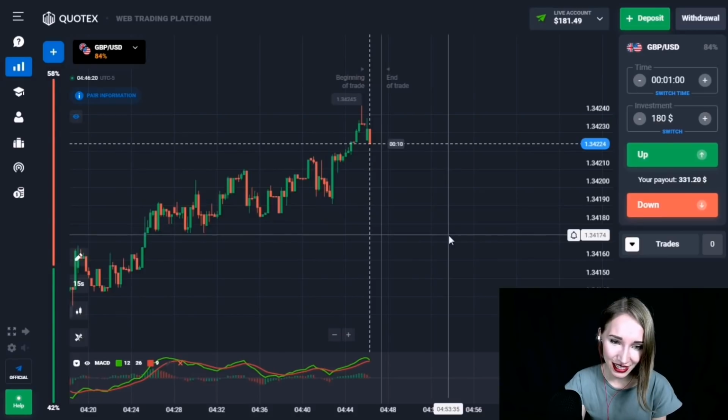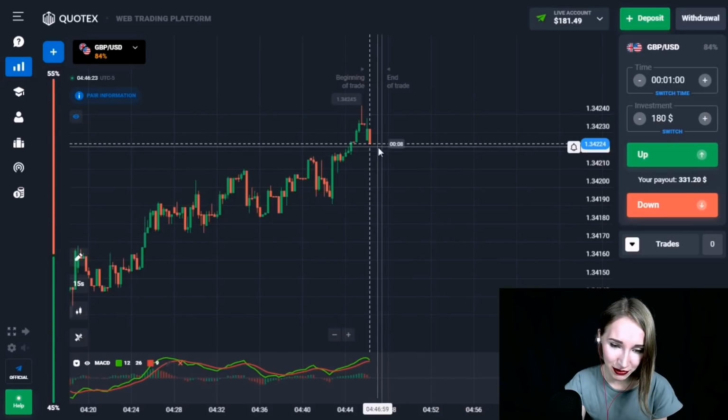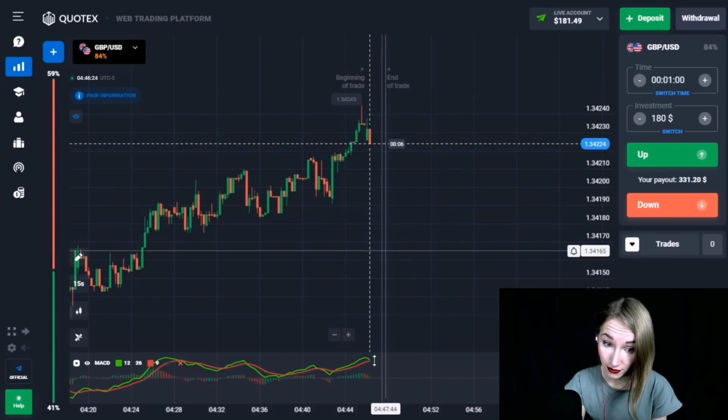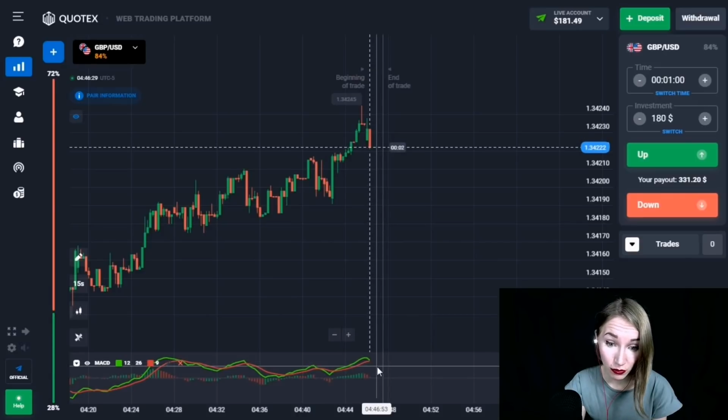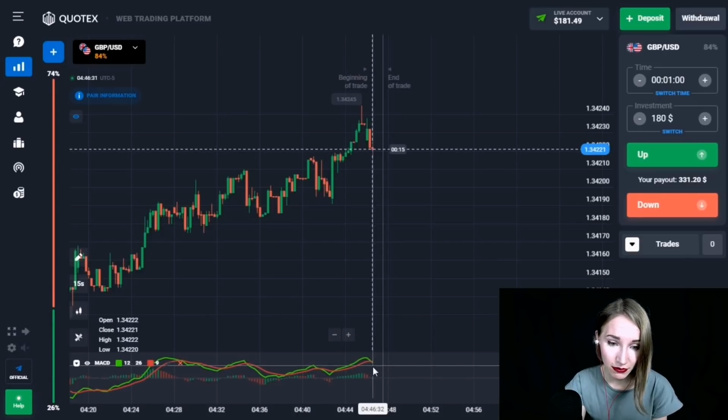So guys, here we can see that there was a good uptrend. At the moment there is kind of a reverse. Also pay attention that our indicator is showing us that very soon the price will go down.